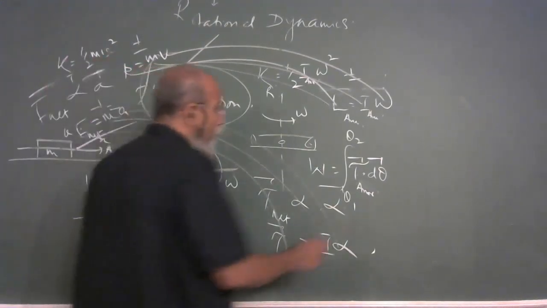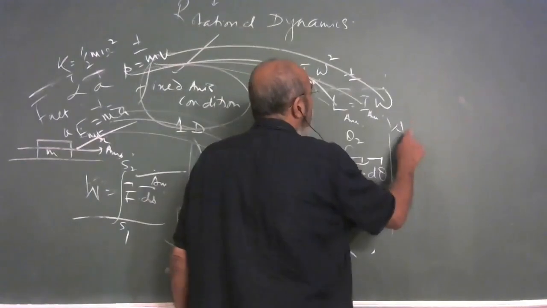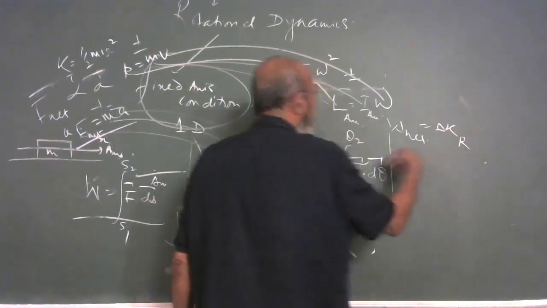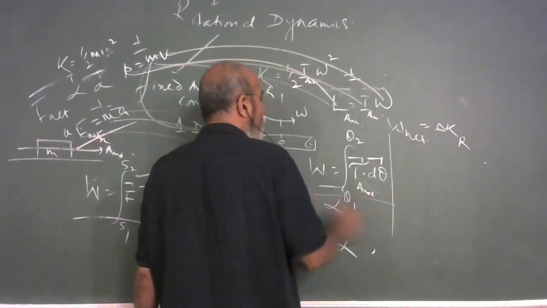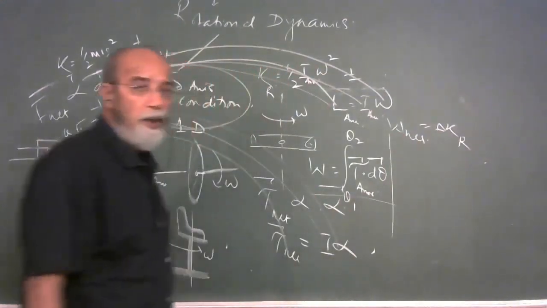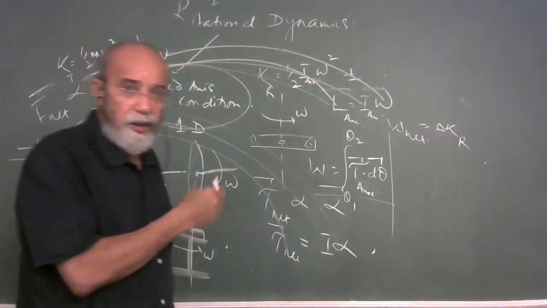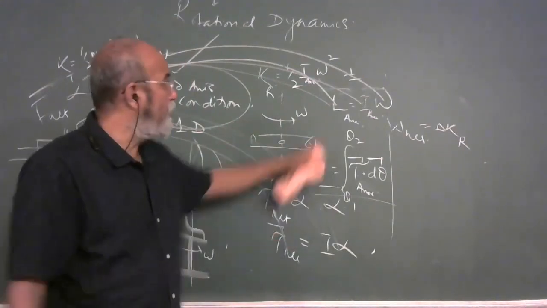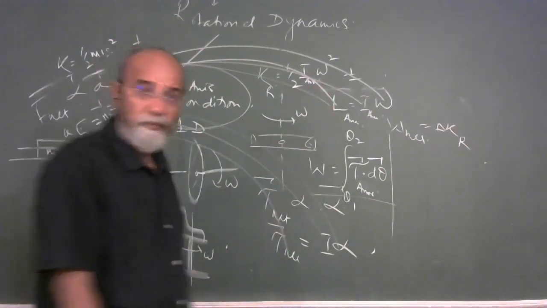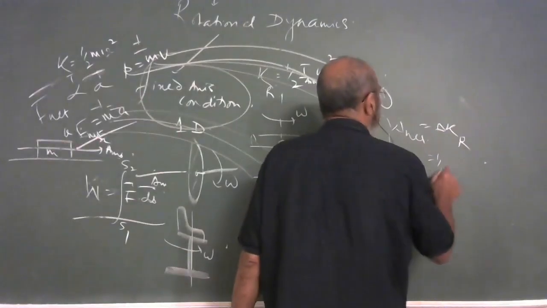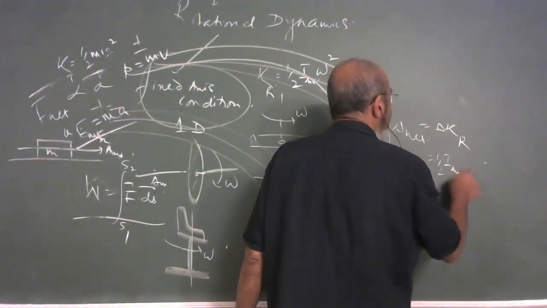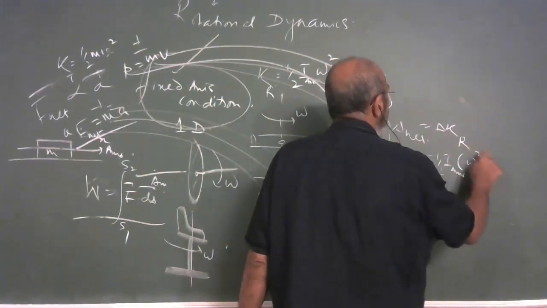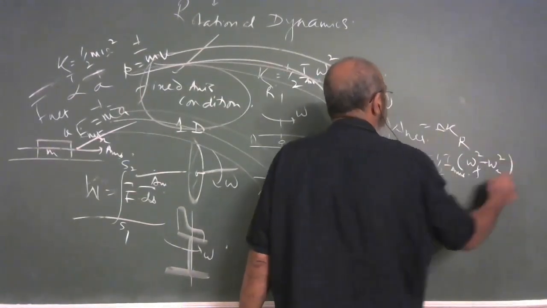Yes, net work is equal to delta K. Yes, why not? Except rotational, net work will be found this way. Net torque dot d theta. Delta K rotational, fixed axis. Half I, omega final square minus omega initial square.